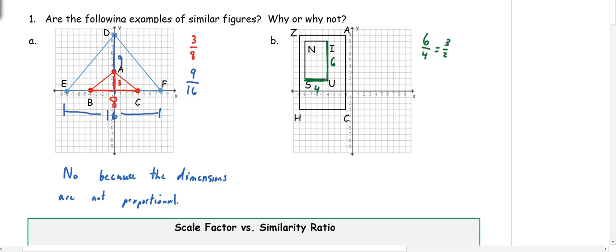Then we're going to look at our other rectangle. So from A to C, this has a height of 12, and from C to H, this has a width of 8. So we have 12 over 8, which reduces to 3 over 2. So because they reduce to the same ratio, these are going to be similar figures. So we would say yes, because the dimensions, or we can say the sides in this case, are proportional.